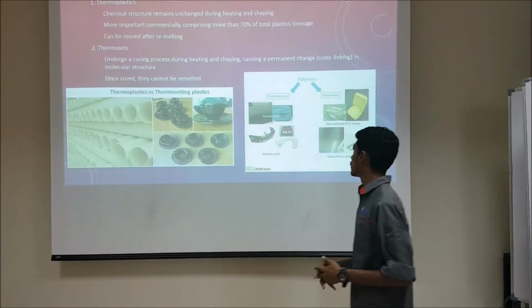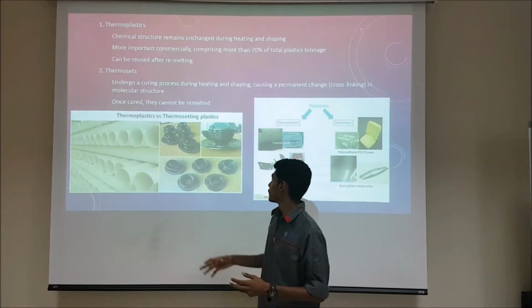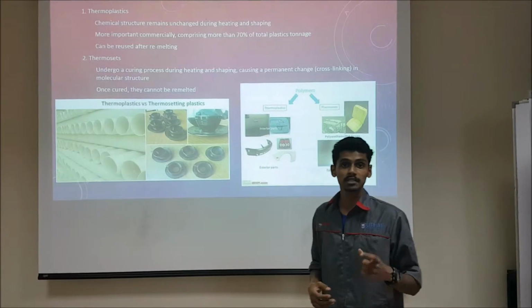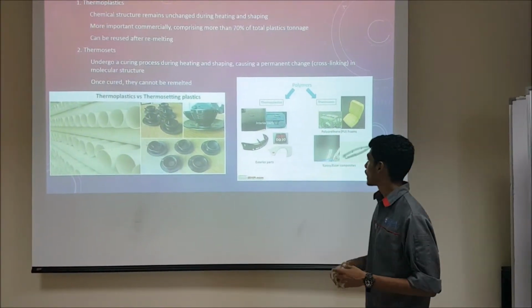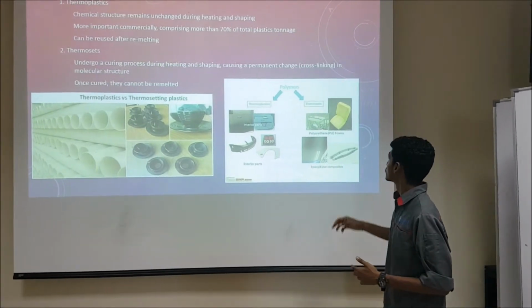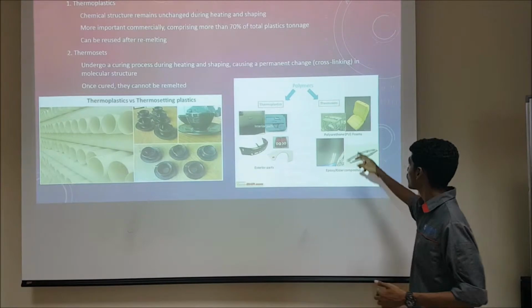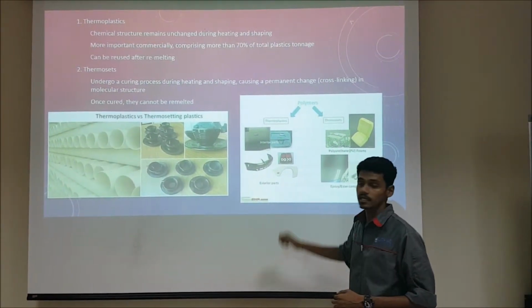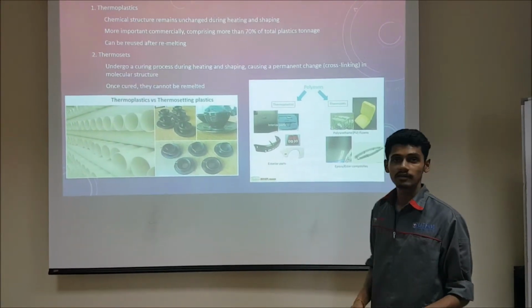For example, thermoplastics are examples of pipes, but thermosets are examples of plastic cups that we use. It cannot be remelted and reused. Another example is that thermosets include polyurethane foams, and thermoplastics are examples for bumpers of cars or other materials that we use in daily life.